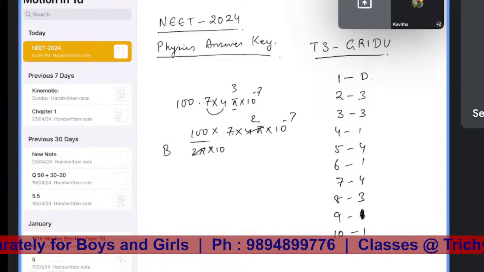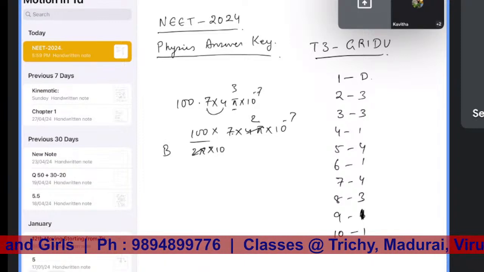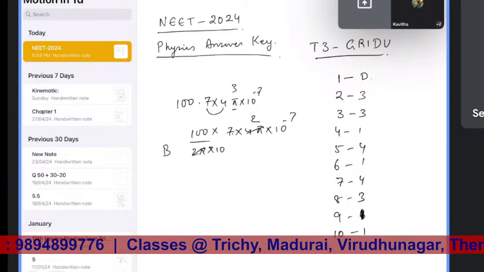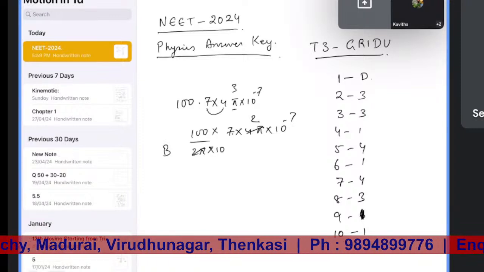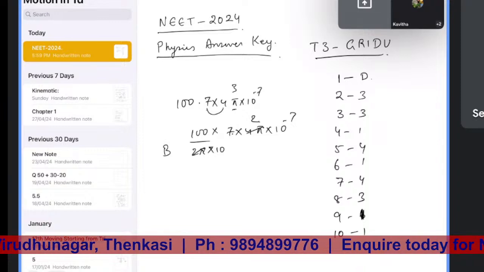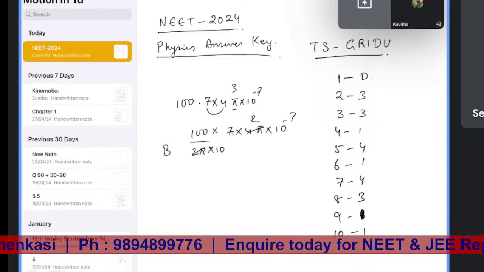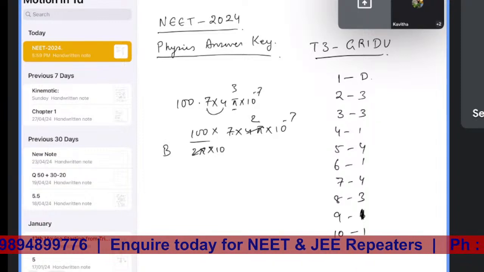Then question number 9. 10 newtons is applied, so 3 plus 2 is 5 kg, acceleration is 2. The contact force between A and B is going to make B move with an acceleration of 2, so 3 into 2, 6, so option 1.